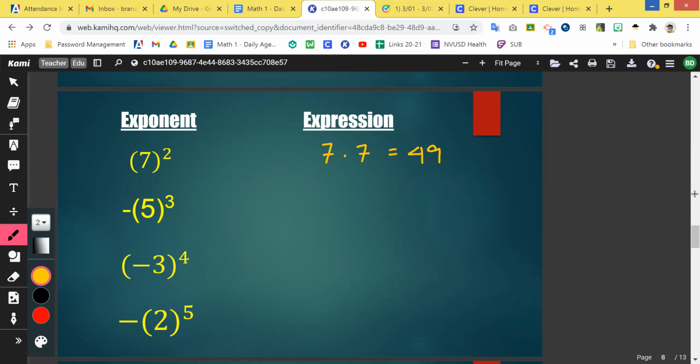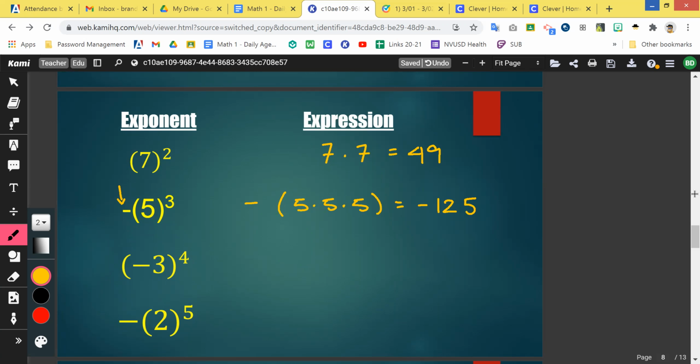The second example, we have our negative on the outside of the parentheses. So if we're thinking order of operations, the negative is going to stay outside of the parentheses. And then we have 5 cubed, which is 5 times 5 times 5. Okay, so we're going to simplify what's inside the parentheses. 5 times 5 times 5 is 125. But that negative from the beginning is going to follow along, so the answer would be negative 125.